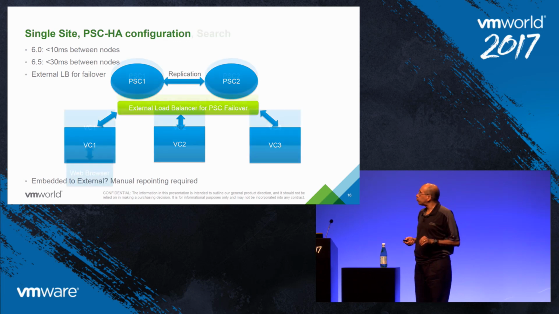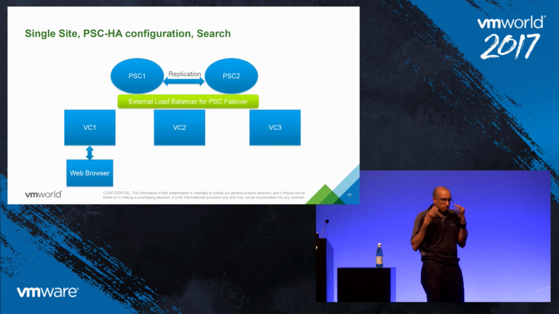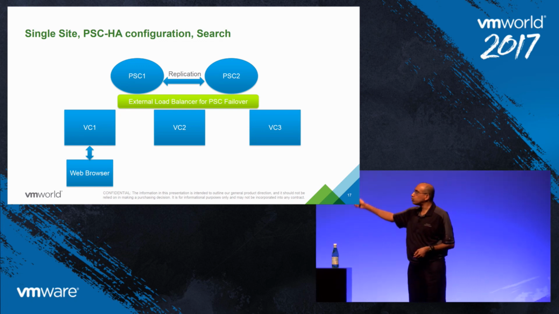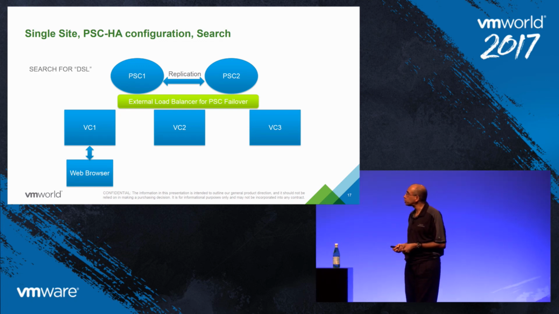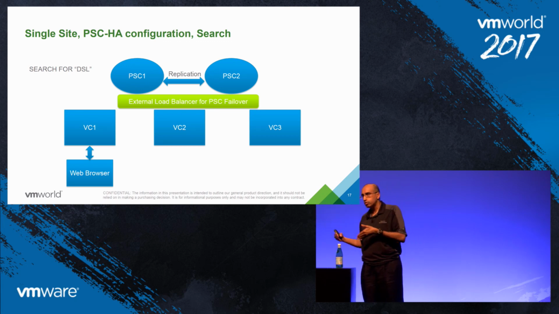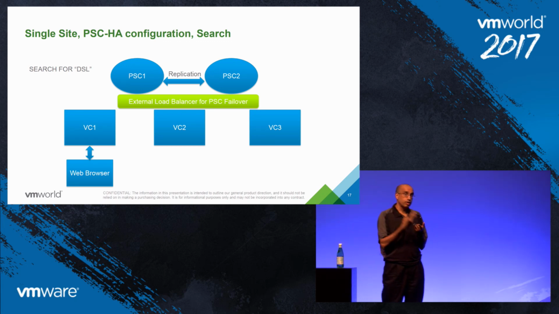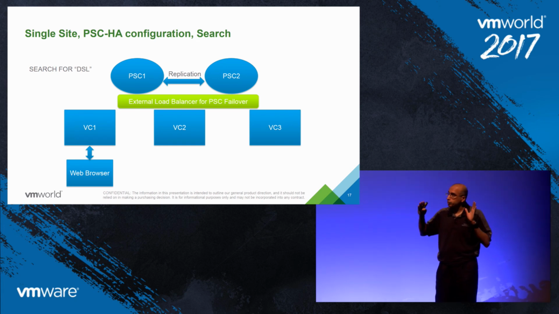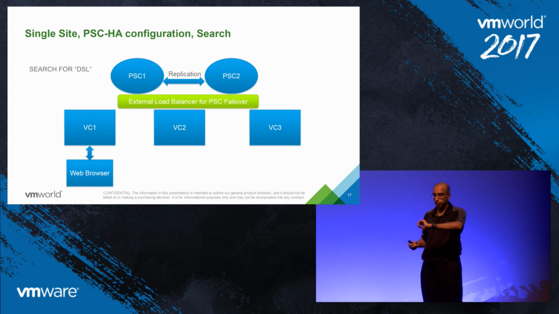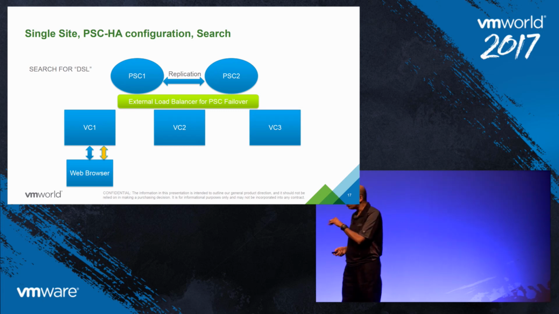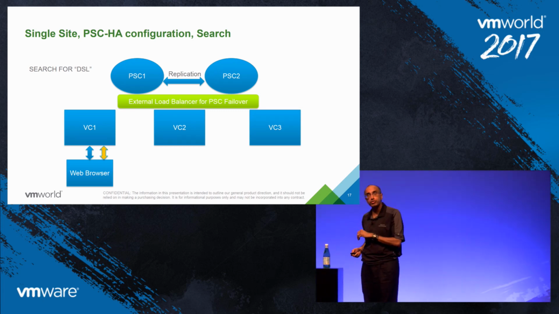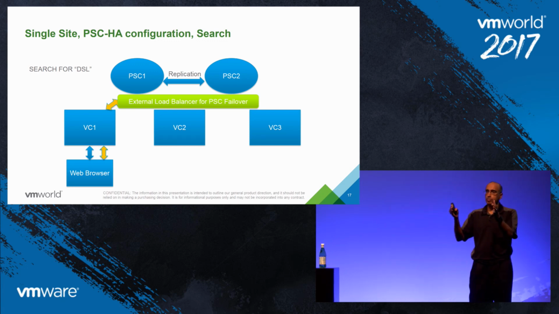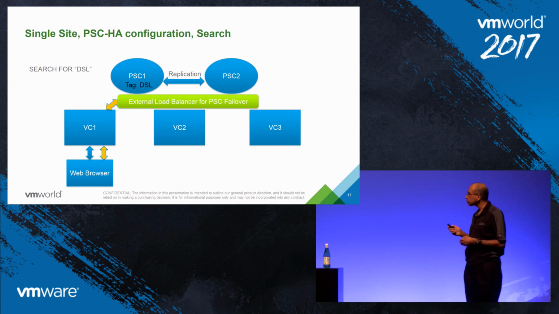Now, let's talk about performance for a moment. And to do that, let me go through an example of search. Okay? Imagine you connect a web browser to one of the vCenters and you're searching for the string DSL. Now, DSL could be the name of a VM, the name of a host, the name of a cluster, the name of a tag, etc. So you have to search both vCenters and PSCs for that information. So the way it works is that your browser connects to your local vSphere client instance. It forwards the request to the load balancer and picks one of the PSCs to satisfy the request.